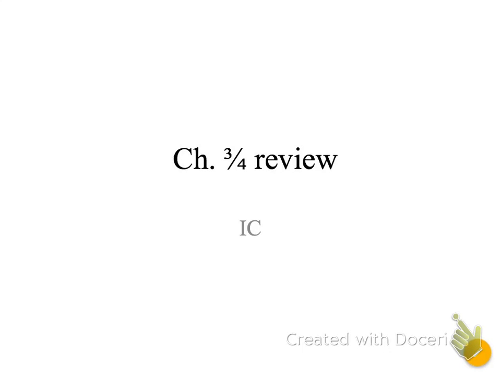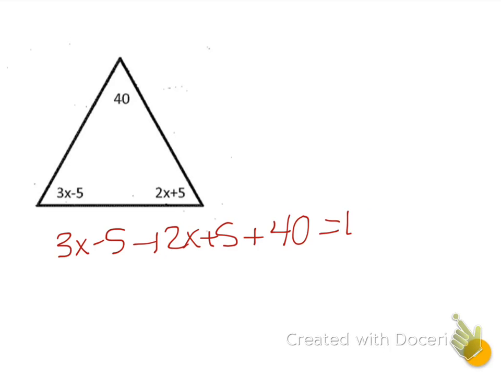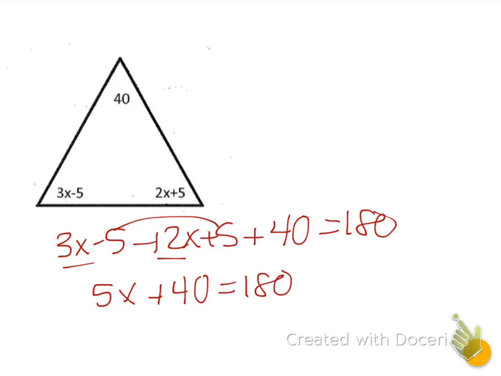So this is the Chapter 3, Chapter 4 for Test 3 review that we did in class. All angles of a triangle should add up to be 180 degrees. So I'm going to take 3x minus 5 plus 2x plus 5 plus 40 and set it equal to 180. So I have 5x, those cancel, subtract 40 from 180, so 5x equals 140. So x should equal 28.